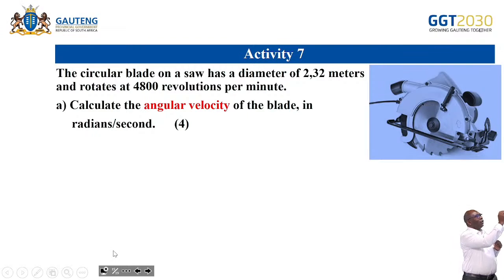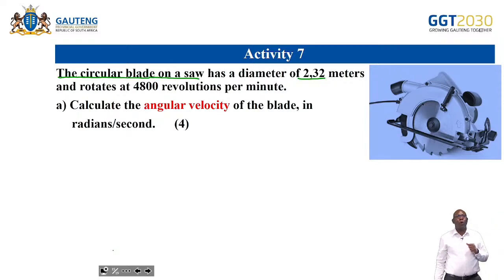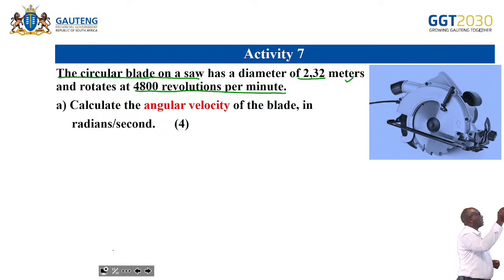Now it says the circular blade on a saw has a diameter of 2.32 meters and it rotates at 4,800 revolutions per minute. Can you see these questions are basically more or less the same? Because we are dealing with the angular velocity and circumferential velocity. Those are the two things that we're dealing with. And also we're dealing with the conversions because they're very important. See, I'm also putting in the conversions in there. In this case, they say it's meters and revolutions per minute.